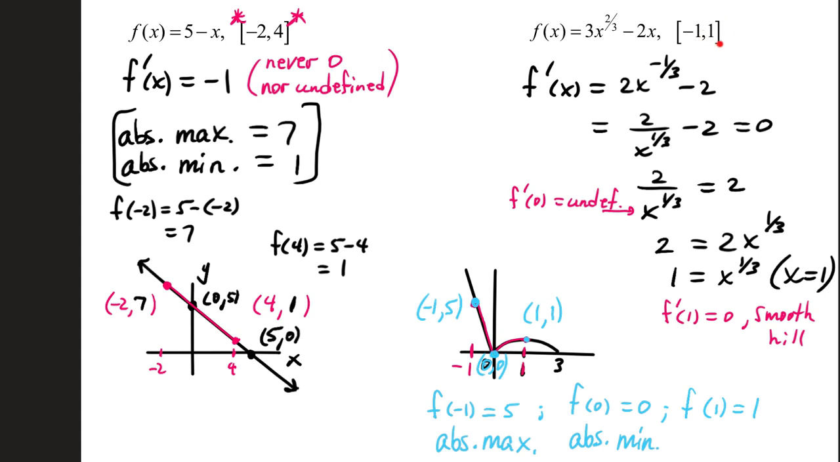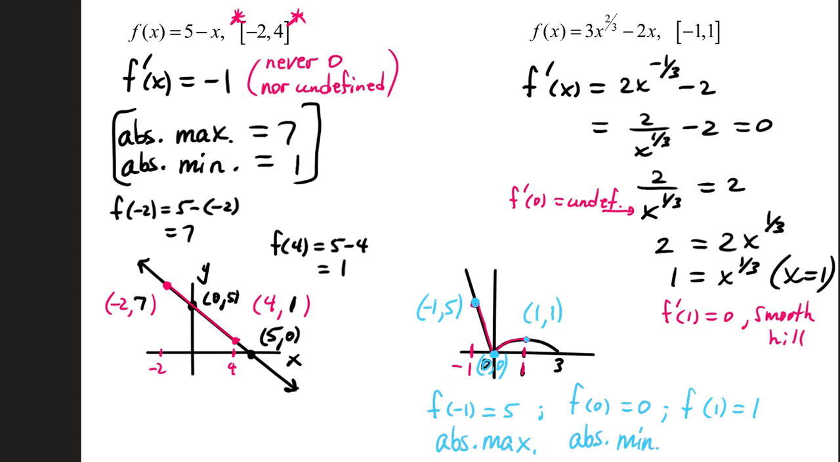And finally, at the other endpoint, f of +1, when you substitute 1 in for x, our answer was +1. And that just tells us at the top of the hill, we've got the point 1, 1.